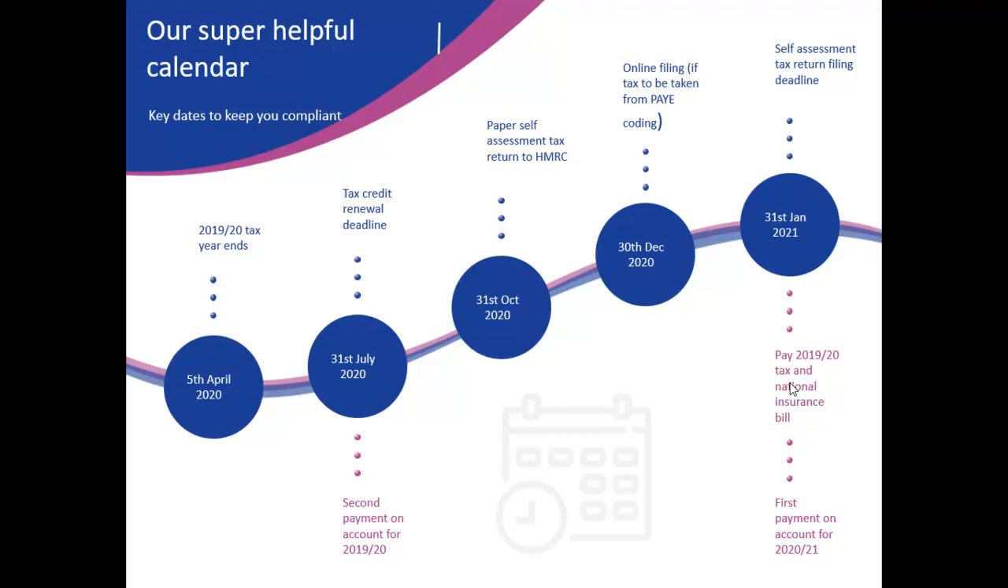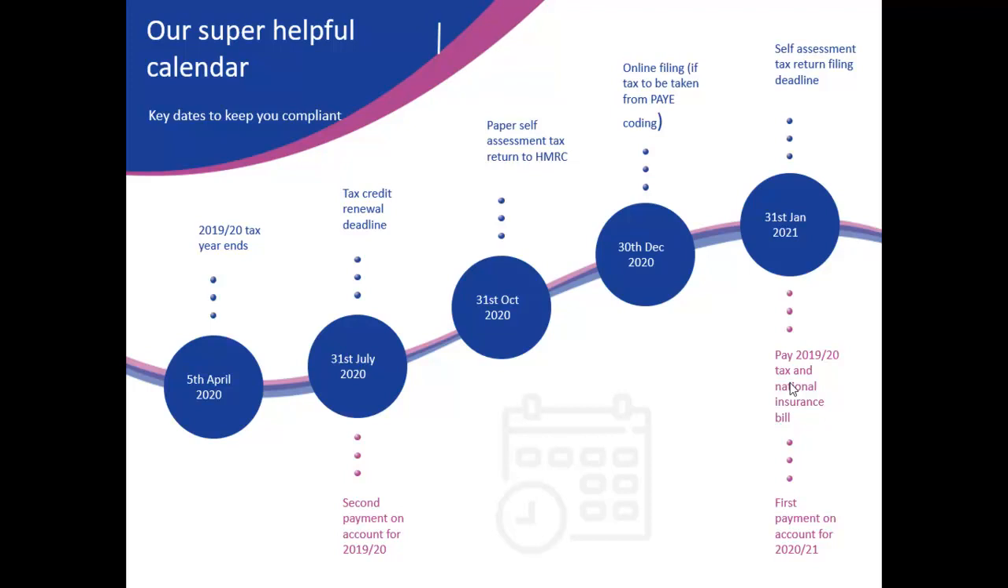So the tax year ends on the 5th of April 2020. By the 31st of July, a second payment on account is needed that would have arisen when you did your 2018-19 tax return. There is a separate video on what payment on account is all about, so I suggest you look that up on YouTube on my channel.